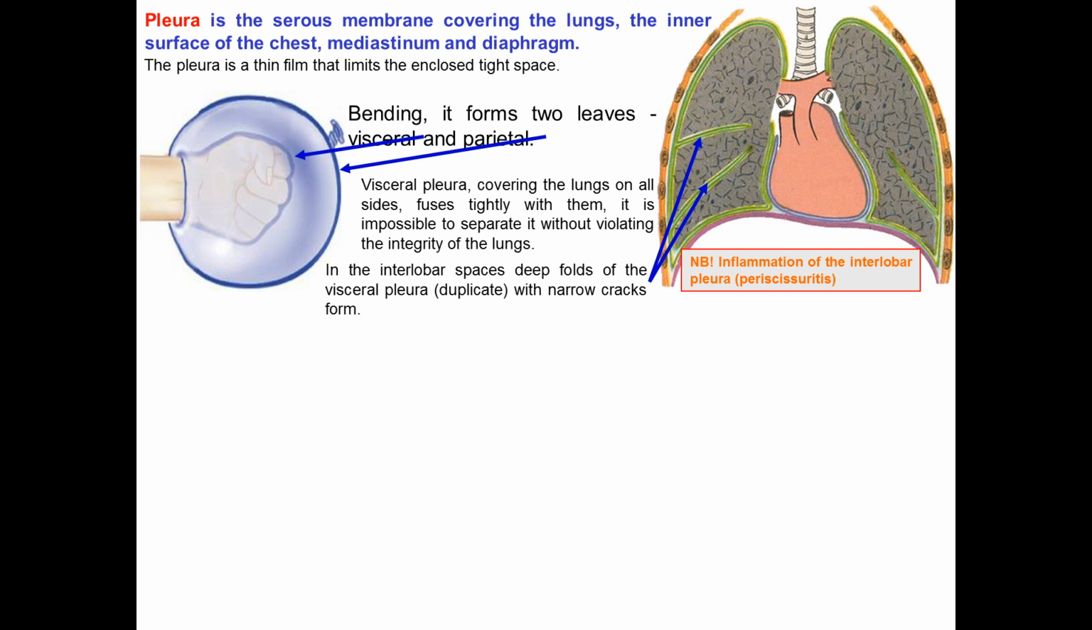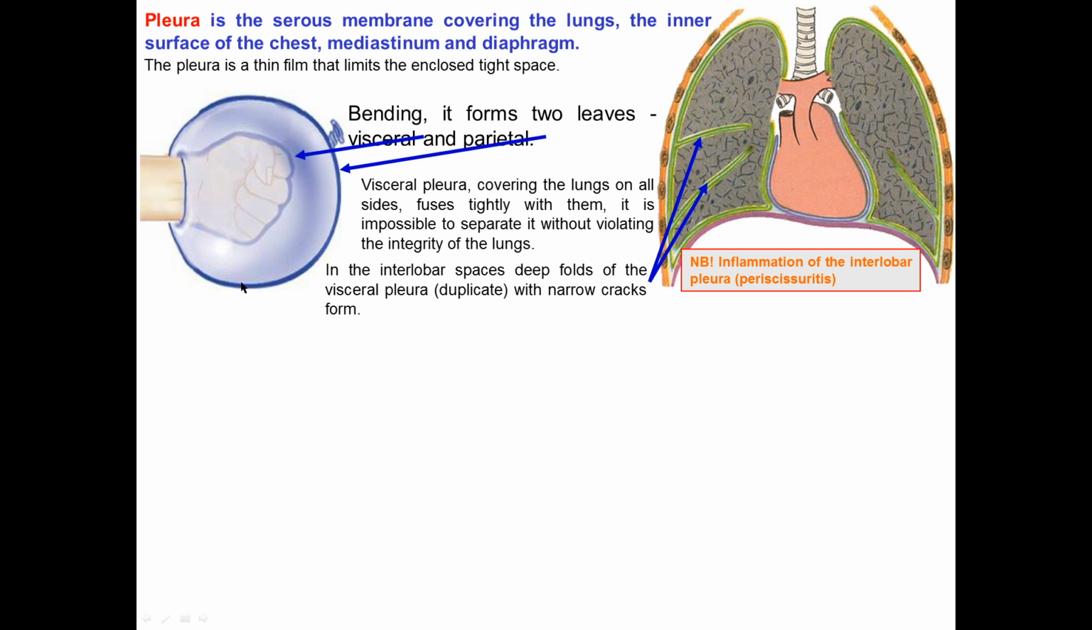Pleura is a serous membrane covering the lungs, the inner surface of the chest, the mediastinum, and the diaphragm. Pleura is a thin film that limits an enclosed tight space. There are two leaves of pleura, visceral and parietal.